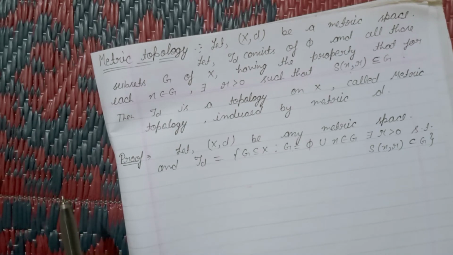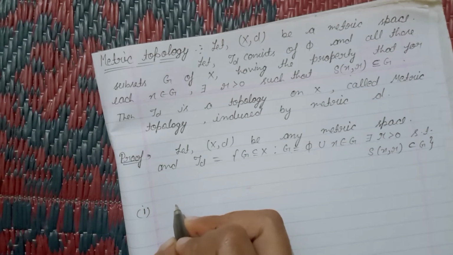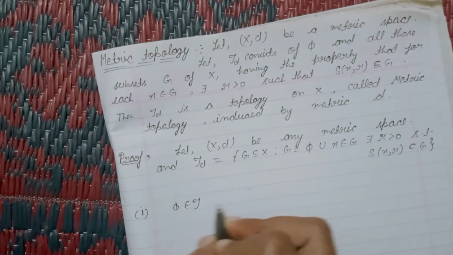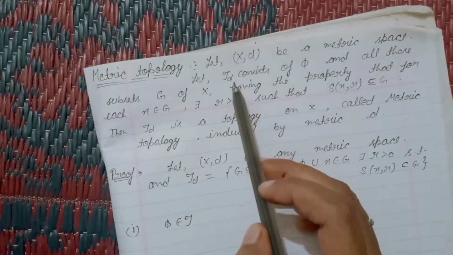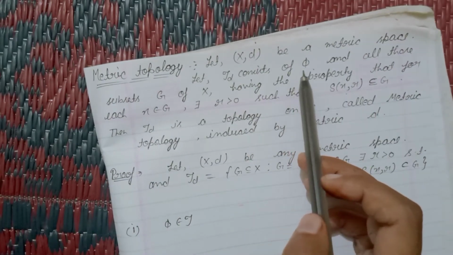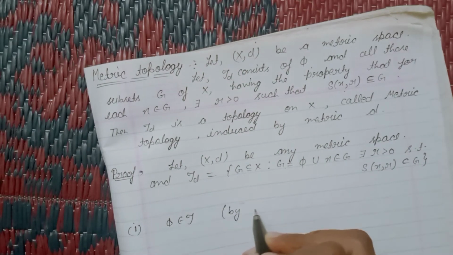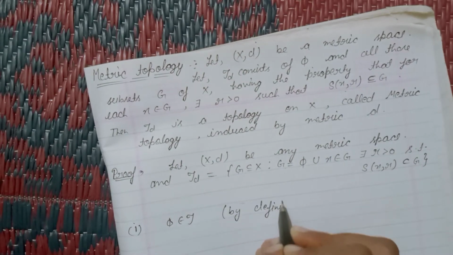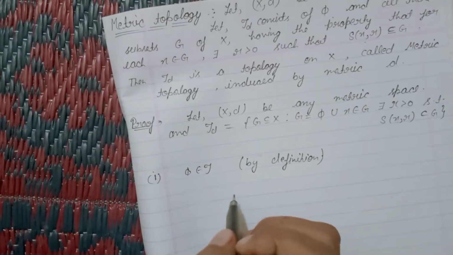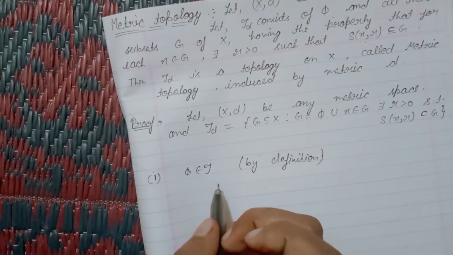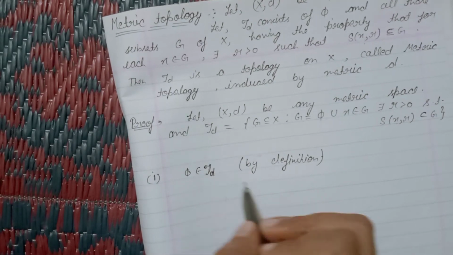So what are the conditions of a topology? The first condition is phi belongs to T, right? From here, Td consists of phi. Td contains phi already by definition. So phi belongs to Td by definition. Now we shall prove that X belongs to Td, right? Sorry, here Td, not T.